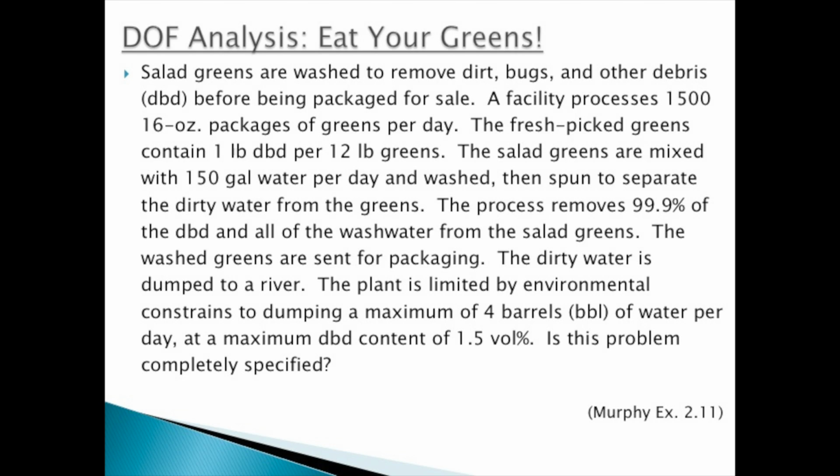Salad greens are being washed. Dirt, bugs, and debris come with those greens out of the field, and we need to wash them and package them for sale. Salad greens are mixed with 150 gallons of water per day and washed, then spun to separate the dirty water. The process removes 99.9% of the dirt, bugs, and debris, and all of the water from the greens. Then they get packaged. The dirty water goes to the river. The plant can only dump 4 barrels of water a day and only 1.5% dirt, bugs, and debris.